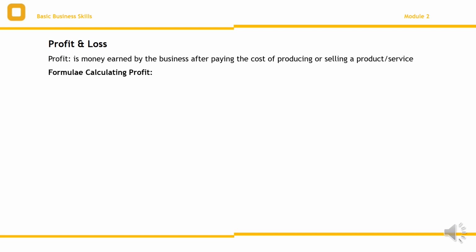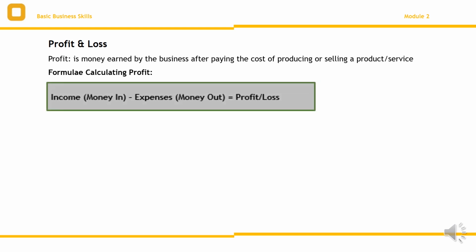So the formula for calculating profit is going to be your income, which is the income that you may generate from sales, minus your expenses, which is money that goes out of the business. It could be these expenses or costs of actually producing a product or a service.